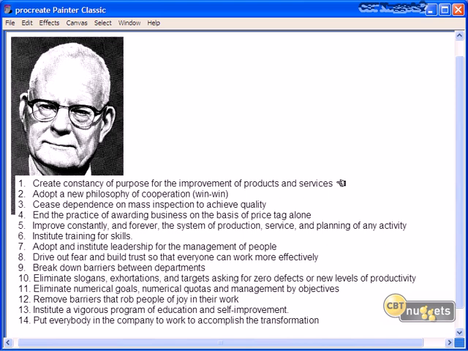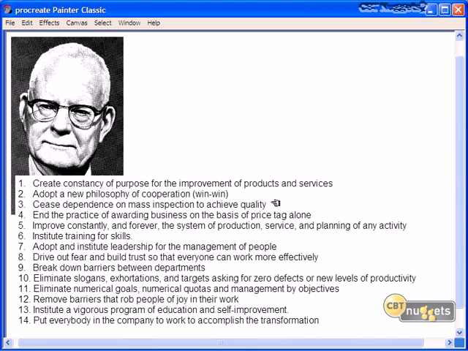First of all, you want to create a constancy of purpose for improving products and services. The goal here is to become competitive, to stay in business, and of course provide jobs. Secondly, you want to adopt a new philosophy of cooperation. Win-win. Now, you've probably heard that phrase win-win forever, okay? But guess what? It was created a long time ago by Dr. Deming. In this scenario, everybody wins, and you put it into practice by teaching it to the employees, teaching it to customers, teaching it to your vendors.